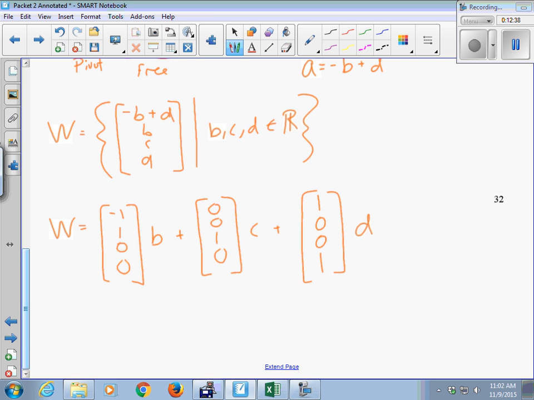Thoughts? There's going to be a pivot in every column. Yep. They're linearly independent. If you weren't sure, with this one you can look at it and tell, because if you look at the second entry, this one's got a 1, the other two have zeros. Third entry, this has a 1, the other two have zeros. This one has a 1, the other two have zeros.